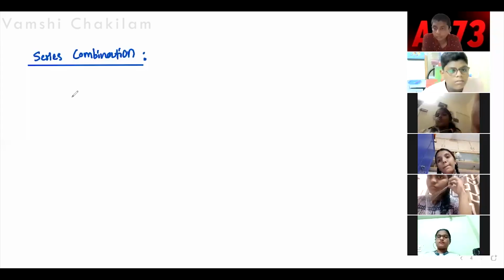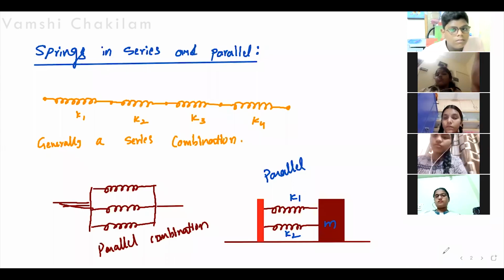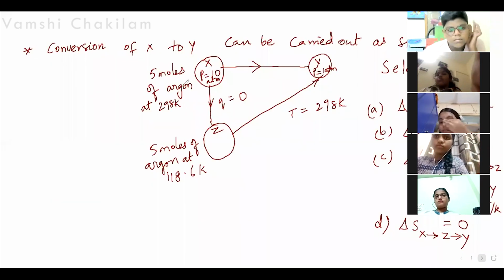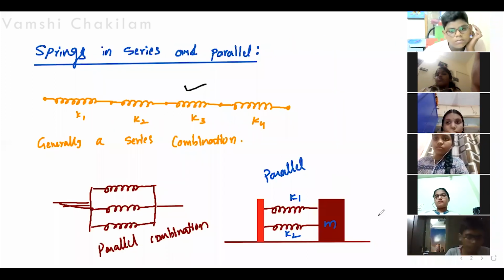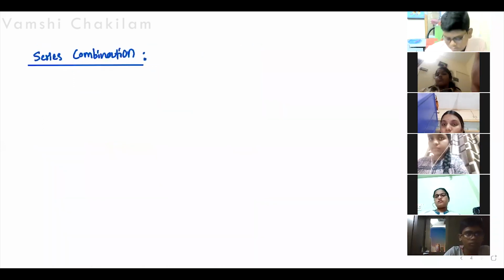What is series combination? The type of configurations we have seen now, this is the series combination we have generally seen. What are the points? For this type of combination, we are going to get a relation, an effective combination relation, the effect of that combination.